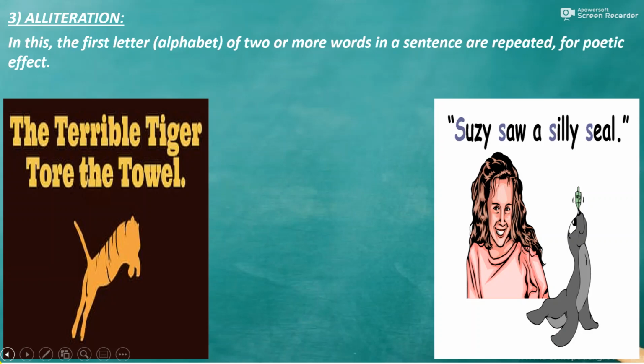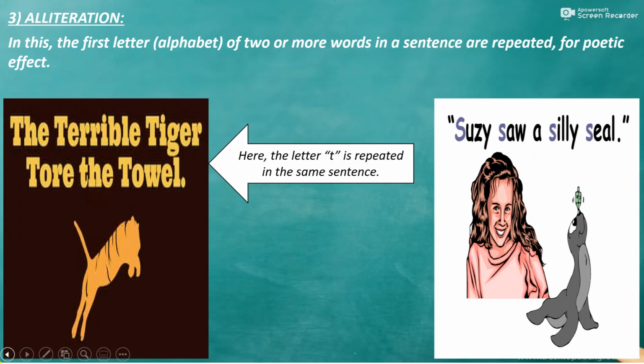Now here, according to the definition of alliteration, in our first example, the letter T is repeated a number of times in the same sentence. The sentence comprises 6 different words, and each of the words starts with the same letter T. Now, since the starting letter of all the 6 words is the same, we say that the figure of speech is alliteration.